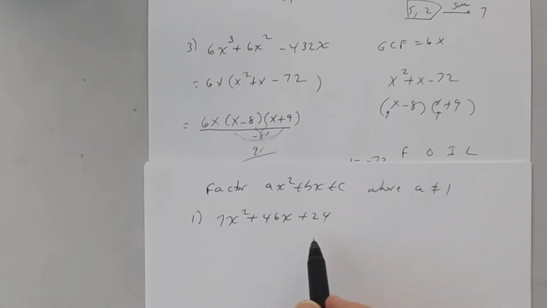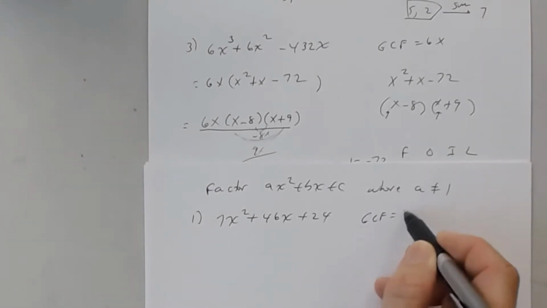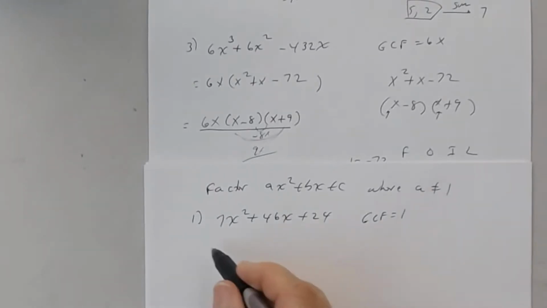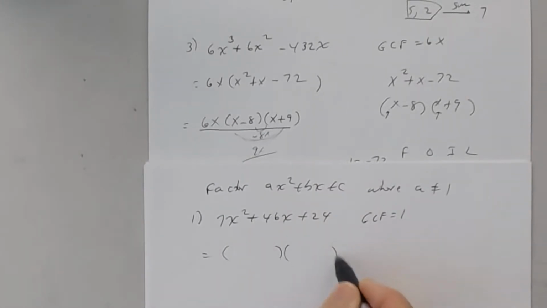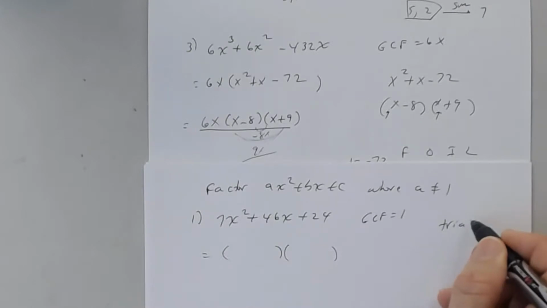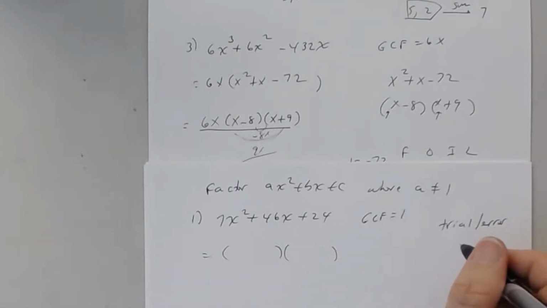All right, just like before, what's the GCF? GCF is 1, right? Okay. So now I'm going directly to the two binomials. Now this is what we're going to use, called trial and error. That's coming from section 13.3, if you're looking at your book.